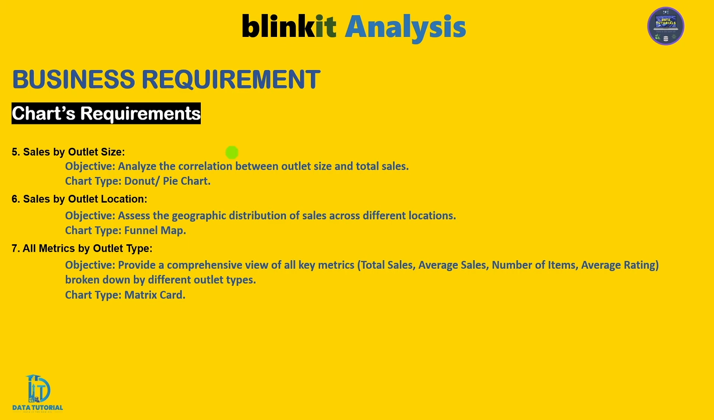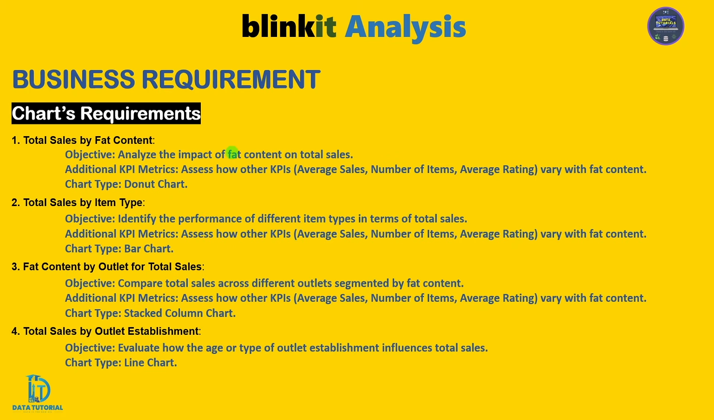Let's say the first thing you have been asked is to find out the total sales by fat content. When you hear fat content, there should be an imagination going on in your mind that if I want to find total sales by fat content, I will need a fat content column and a total sales column. They have also asked us to find a few different measures, like average sales and number of items. Do I have all this information stored in my data? If yes, then obviously you can find out this particular requirement.